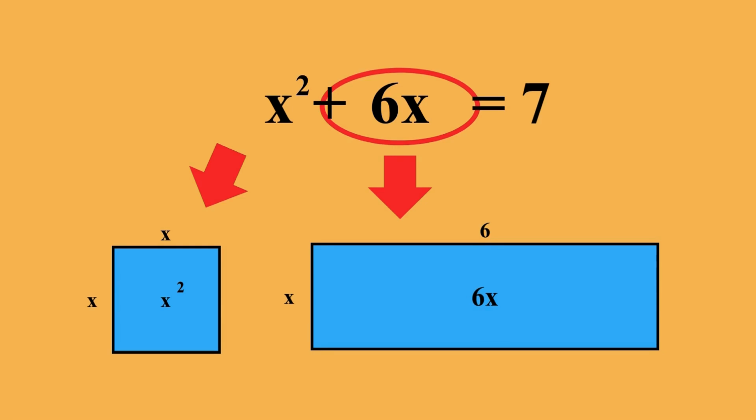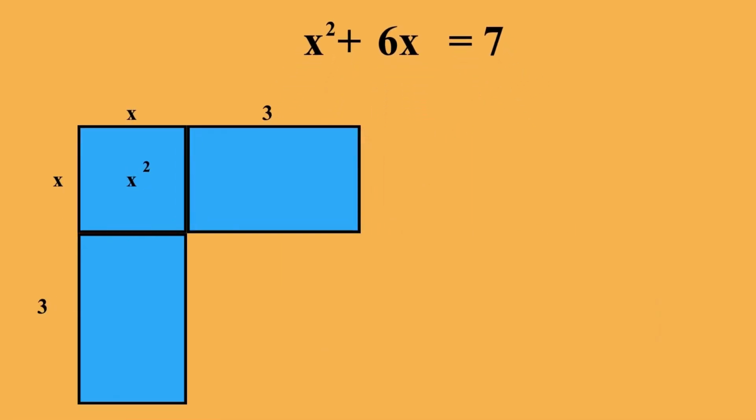Now here's the cool part. I can split this rectangle into two equal rectangles with side lengths 3 and 3. So I can rearrange this entire thing so that it looks something like this, with both sides of the quote-unquote square being x plus 3 and x plus 3.